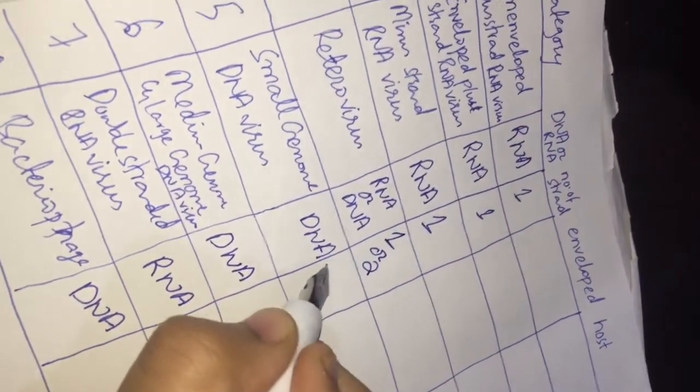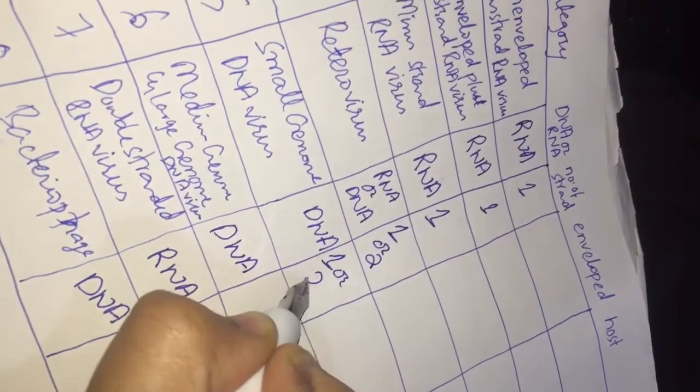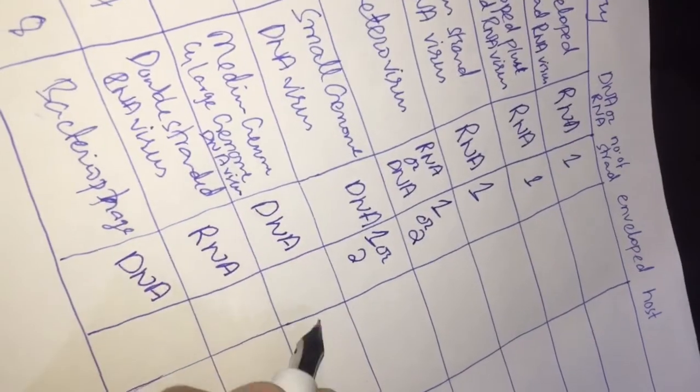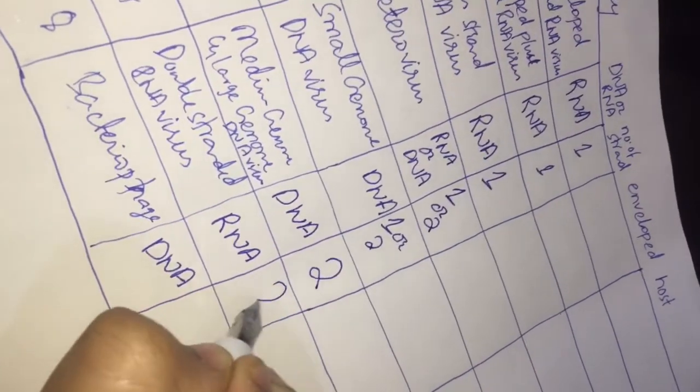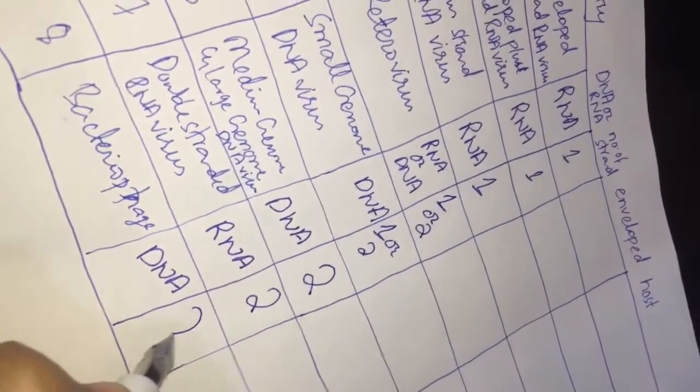Small genome DNA virus can also have either one strand or two strands. Medium genome and large genome DNA virus will have double strand. Double strand RNA virus has also two strands. Bacteriophage has also two strands. Okay, so now we'll write whether all of them have envelopes or not.